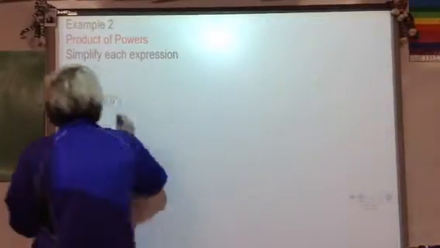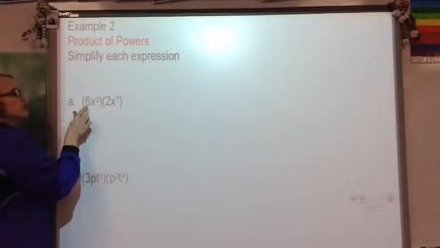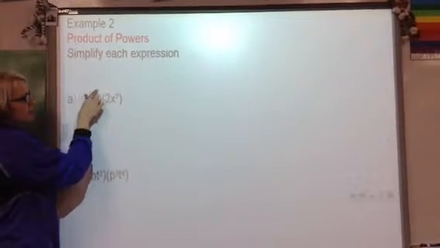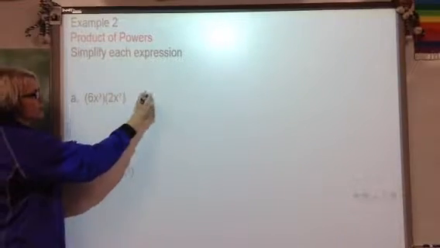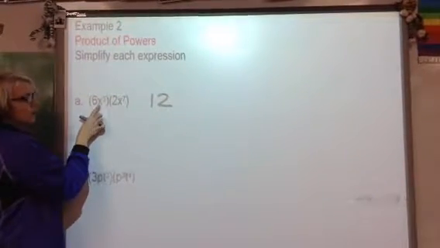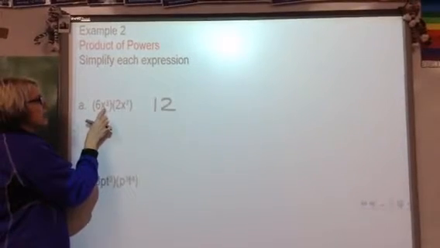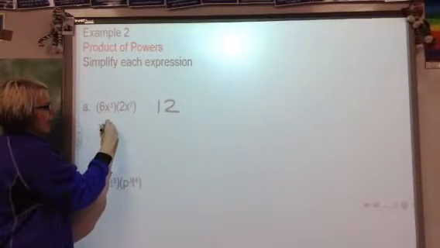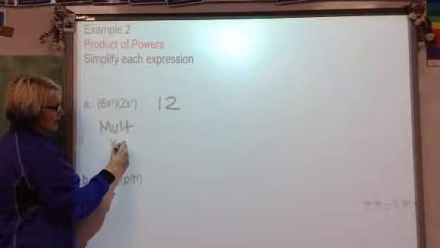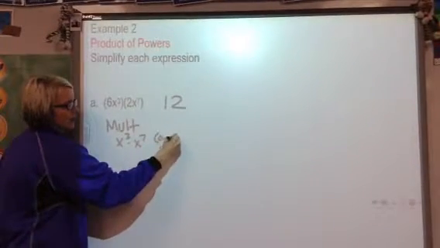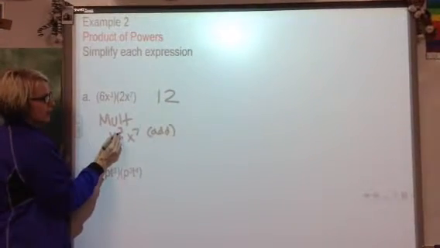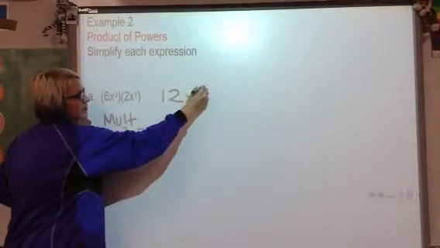Example 2 is working with products of powers. So what I would recommend doing is multiplying the constants first, the numbers first. So 6 times 2 is 12. And then we work to multiply the variables. Now the rule is, if I have multiplication with the same base, like these two, what I can do is I can add those exponents. So I can just take 3 plus 7 to make it x to the power of 10.